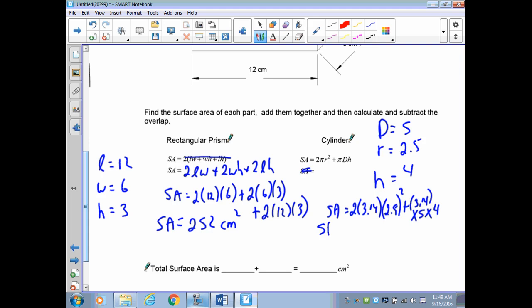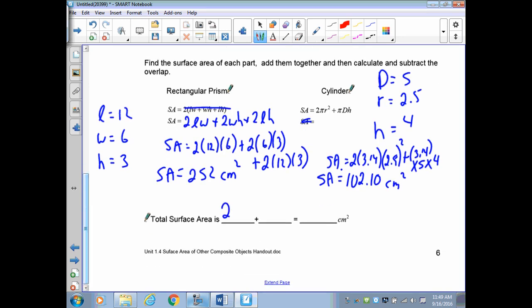So now when you do the surface area of the whole cylinder altogether, you're going to get 102.10 centimeters squared, approximately. So our total surface area is going to be 252 plus 102.10. That means my surface area is 354.10. Now that is the cylinder and the box without the overlap.